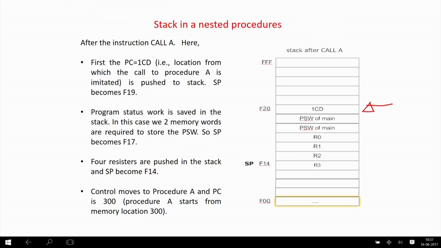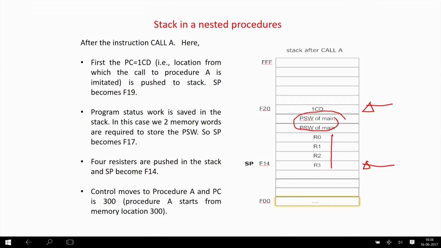Next, we save the program status word of the main program, that is, the flag registers etc., and then I will also save the values of the 4 registers. This is the context of the main program which is saved in the stack before I go to memory location 300, where procedure A starts. So 1, 2, 3, 4, 5, 6, 7. Seven values have been stored, and now the stack pointer will be placed over here, because as I told you, the stack pointer points to the memory location, in this case F14, where the last element was pushed into the stack.